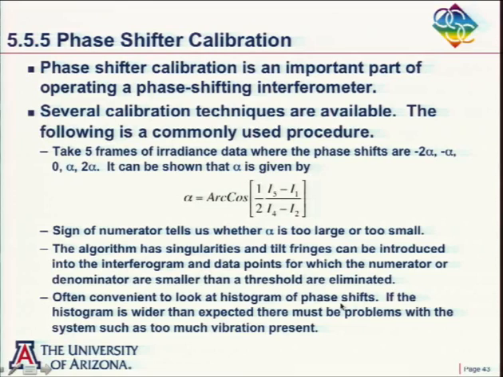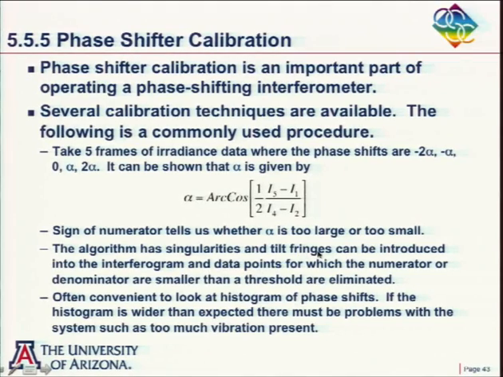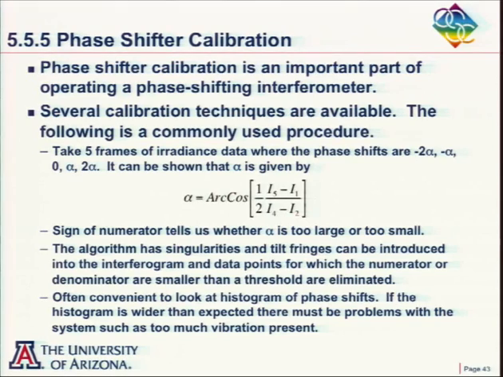Well, what we normally do, if we're calibrating here, is that we will put in tilt fringes. So we have a lot of different values of phi. And so for some of these values of phi, this A2 is going to be equal to 0. And we're going to have singularities in this calculation here.